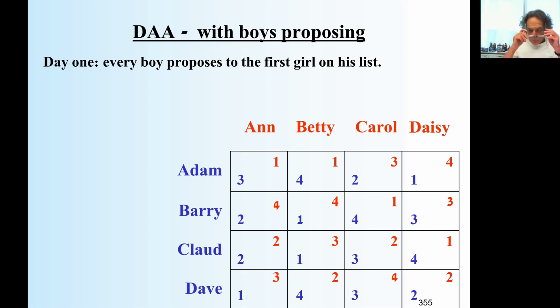For instance, Betty will get Barry and Claude, because number one for Barry is Betty, and number one for Claude is Betty. So Betty may get two. What she does is the following: she compares what she prefers. Let's say she gets Barry and Claude, and Claude is better than Barry. First of all, she sends a ding to Barry, namely, you're out. What about Claude? You stay here, temporarily.